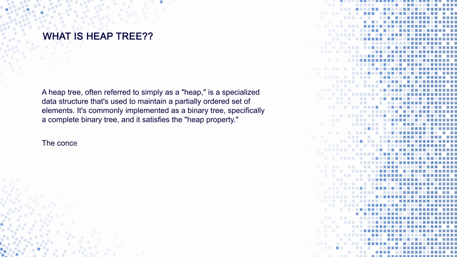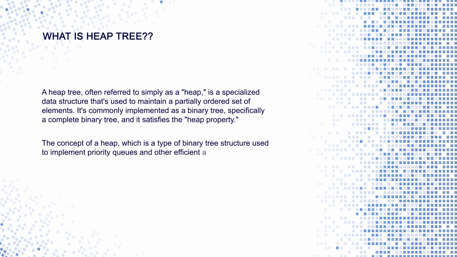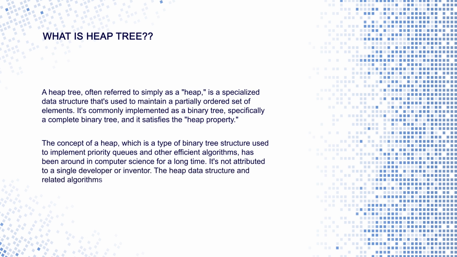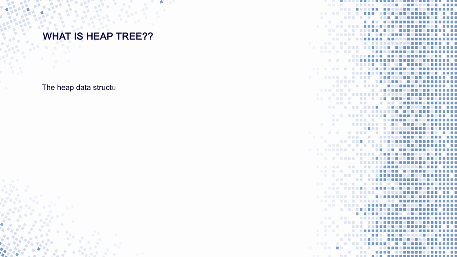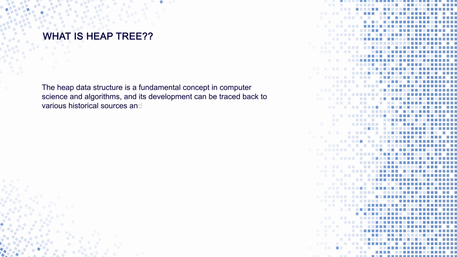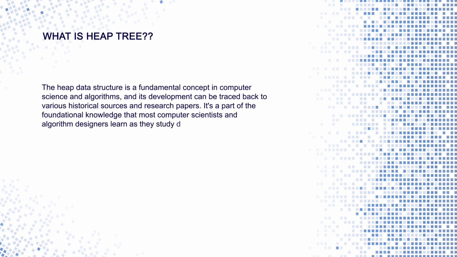The concept of heap, which is a type of binary tree structure used to implement priority queues and other efficient algorithms, has been around in computer science for a long time. It is not attributed to a single developer or inventor. The heap data structure and the related algorithms have evolved over the years through the contributions of various researchers and computer scientists. The heap data structure is a fundamental concept in computer science and algorithms, and its development can be traced back to various historical sources and research papers.